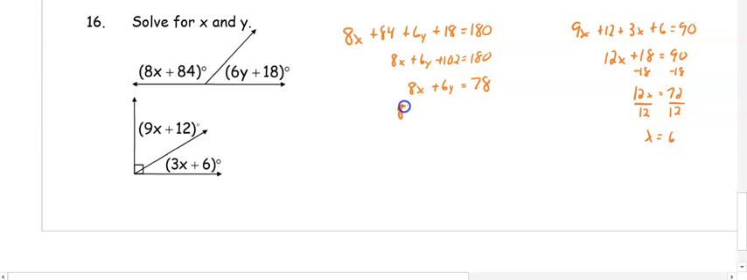Once we know x is 6, we can go back and substitute. So 8 times 6 plus 6y equals 78. 48 plus 6y equals 78. We can subtract 48 from both sides. 6y equals 30. We can divide by 6. So y is 5.